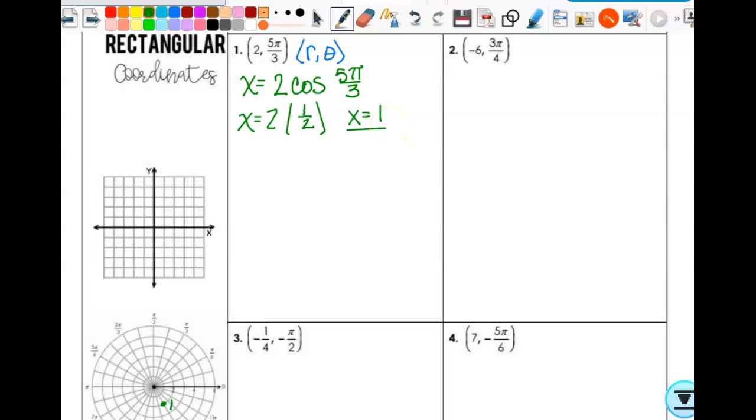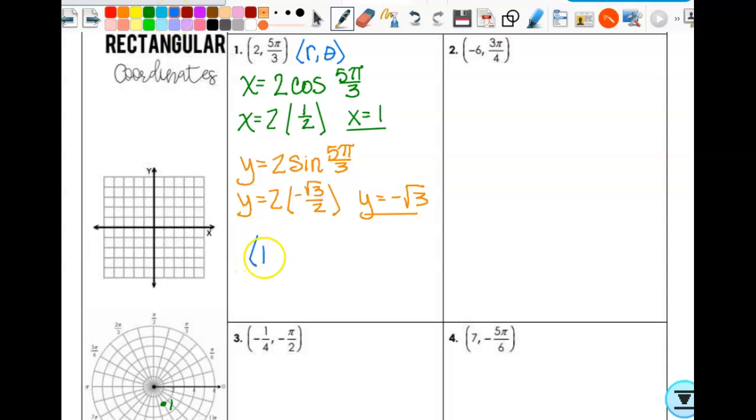Okay, everybody okay with that? Then we're going to do y. y equals 2 times the sine of 5 pi thirds. So y equals 2 times, what's the sine of 5 pi thirds? Very close. Negative. Good. It's negative square root of 3 over 2, which means that y equals negative square root of 3. Okay, so my ordered pair that I end up with is (1, negative square root of 3).